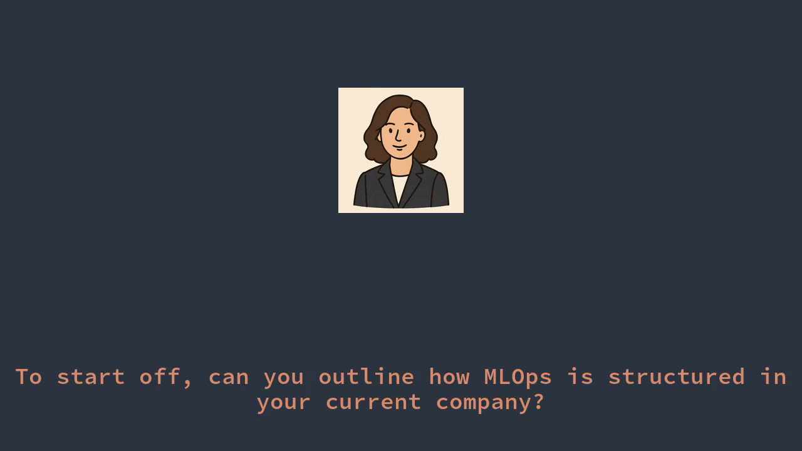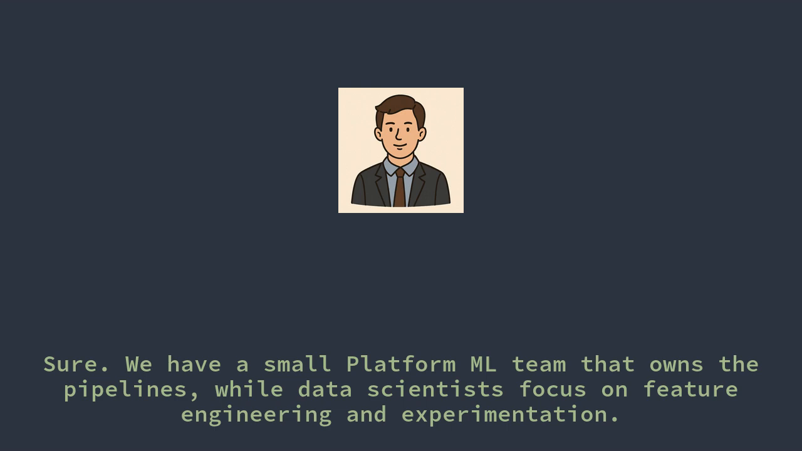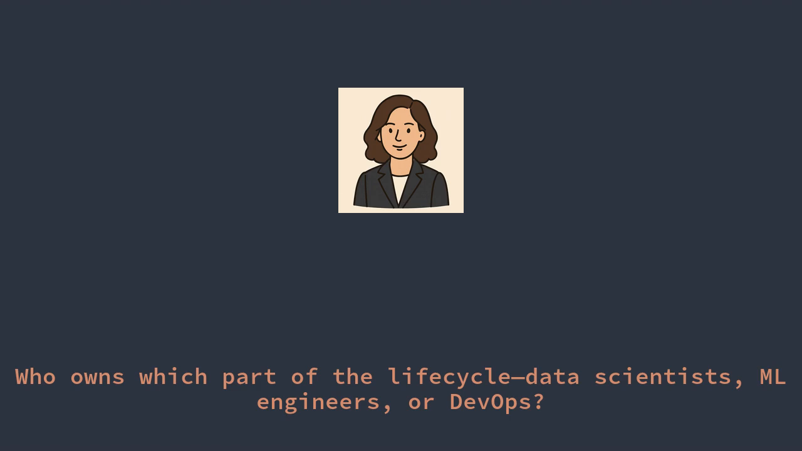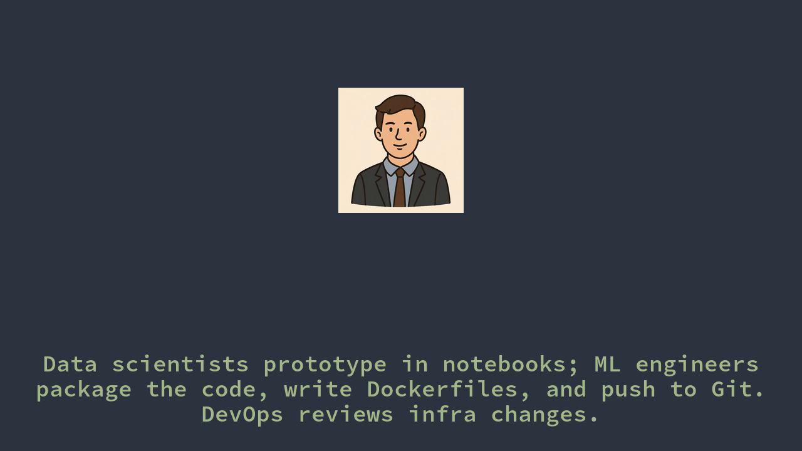To start off, can you outline how MLOps is structured in your current company? Sure. We have a small platform ML team that owns the pipelines, while data scientists focus on feature engineering and experimentation. Who owns which part of the lifecycle, data scientists, ML engineers, or DevOps? Data scientists prototype in notebooks, ML engineers package the code, write Dockerfiles, and push to Git. DevOps reviews and approves changes.